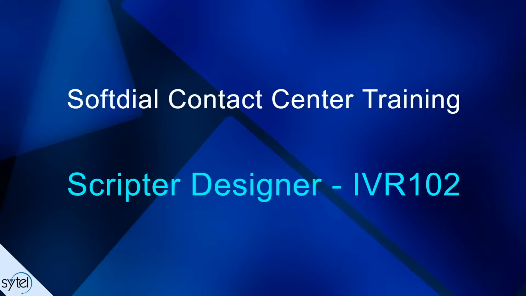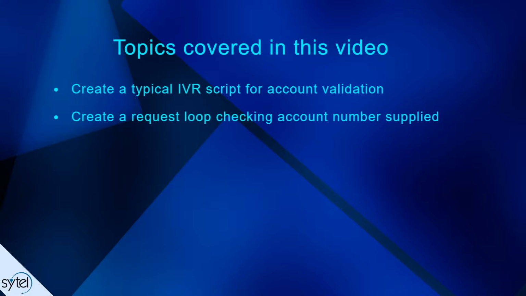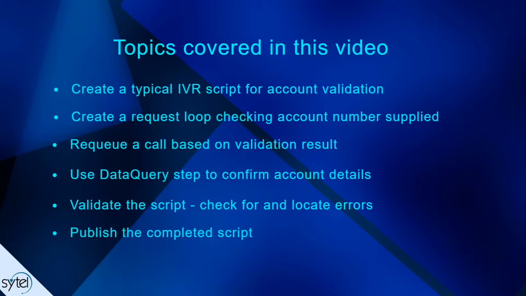In this video we will create an IVR script that checks if a customer account exists and re-queues the call to different queues based on the result. We'll cover creating the IVR script that will be used for customer account validation, creating a request loop checking the account number entered by the contact, re-queuing the call based on the outcome of the account validation, using the DataQuery step to retrieve the account details from the database, validating the script to check for and locate any errors, and finally publishing the script for deployment on a campaign.